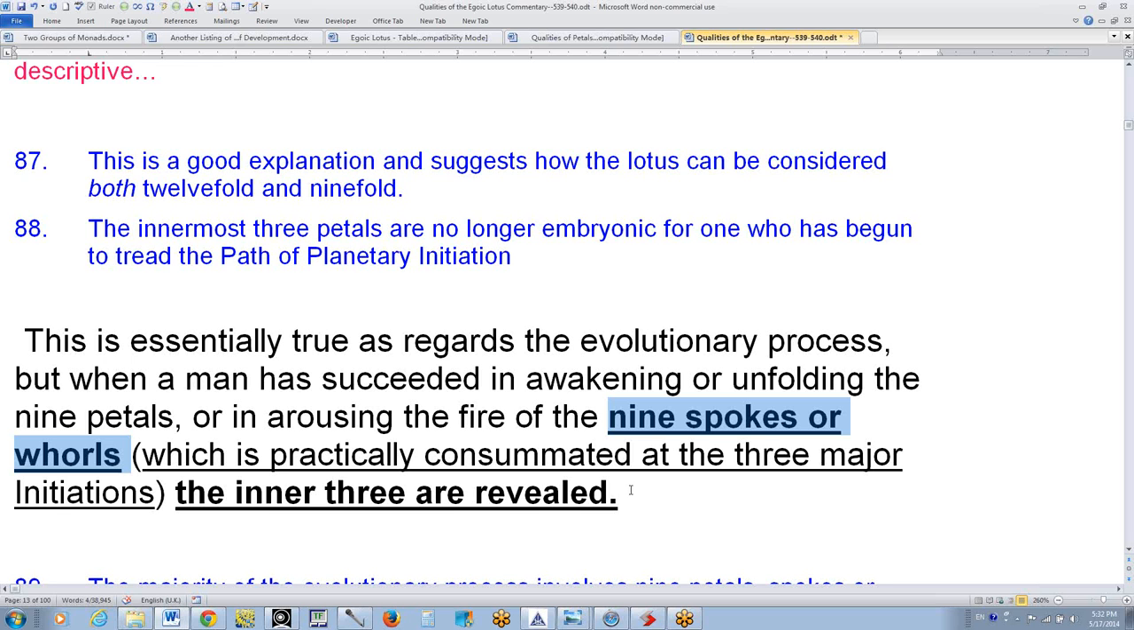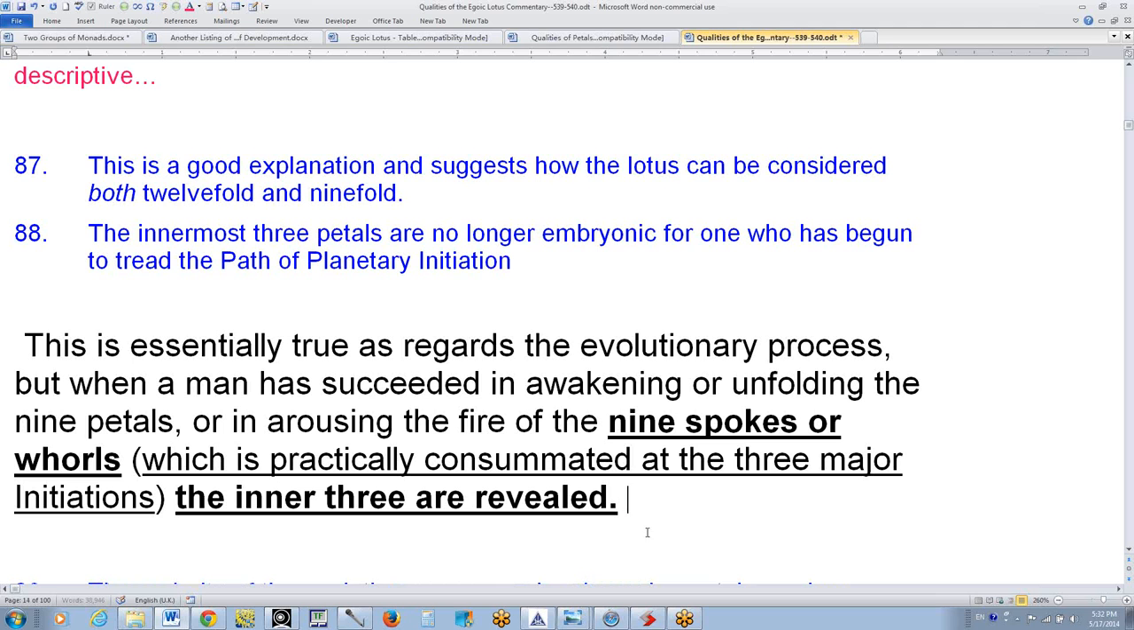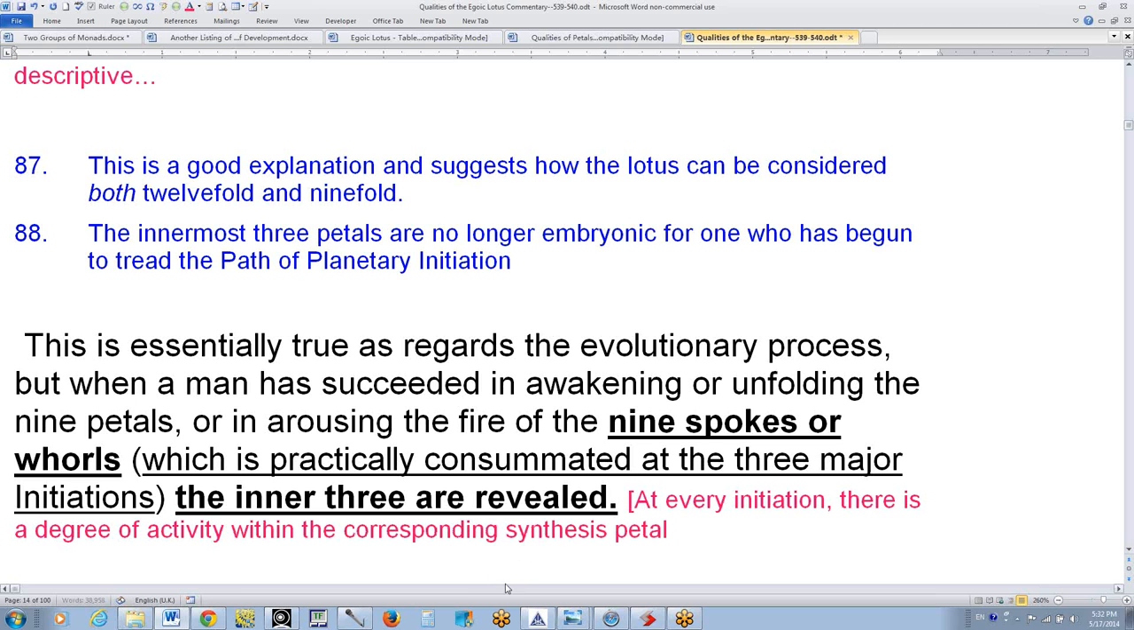Yes, well, they have been; work has been done upon them. In other words, at every initiation, there is a degree of activity within the corresponding synthesis petal. Now, how much there is, let's say at the second initiation, how much one really begins to see these synthesis petals in unfoldment, that remains to be seen.